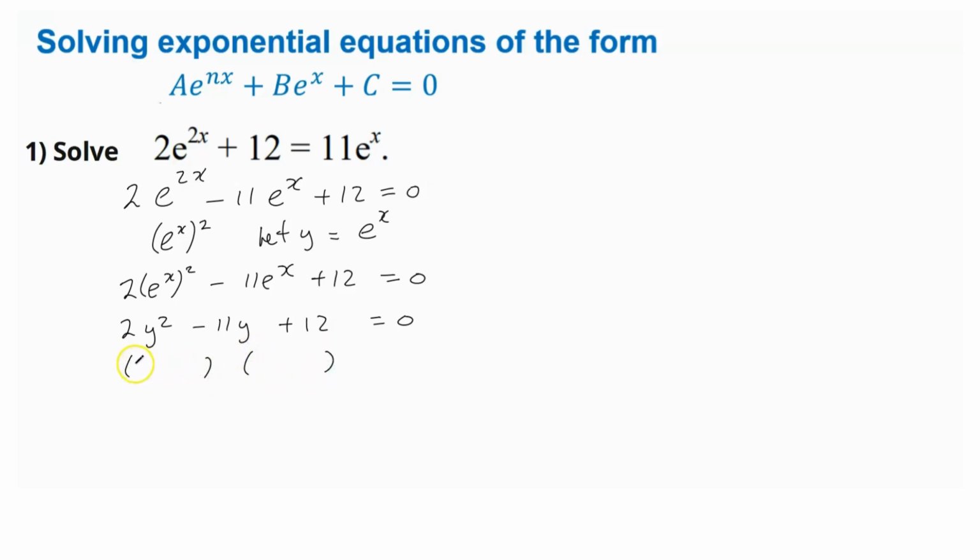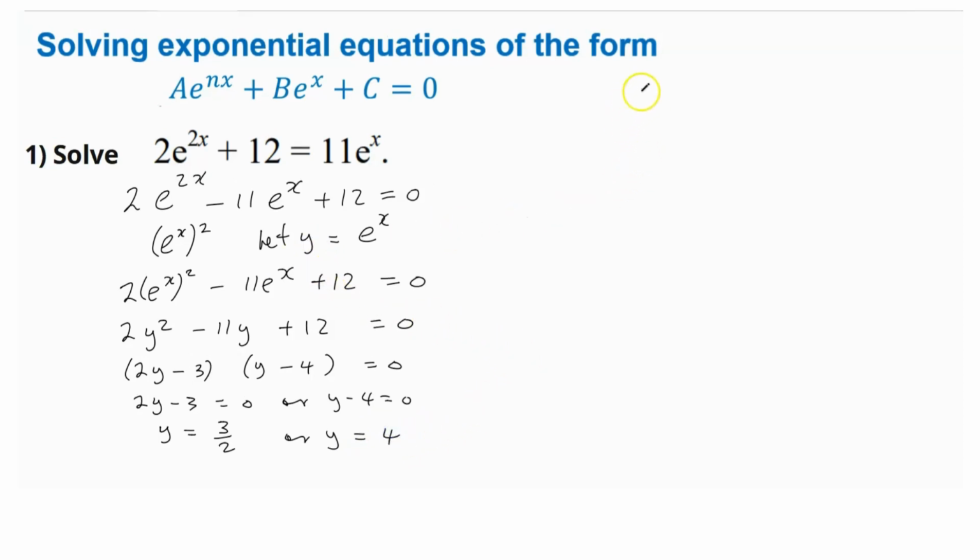So we have 2y times y. Therefore, I would have (2y minus 3)(y minus 4), and that equals 0. So we have factorized the equation, so we can solve it. So we have 2y minus 3 equals 0, or y minus 4 equals 0. So it means that y equals 3 over 2, or y equals positive 4.